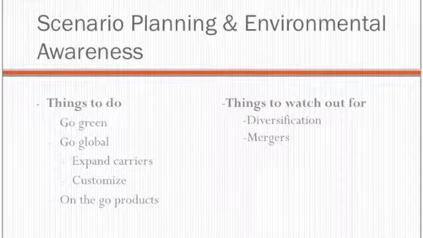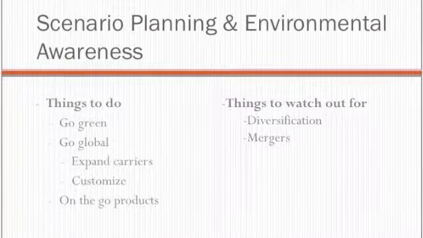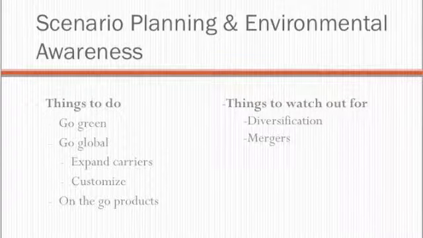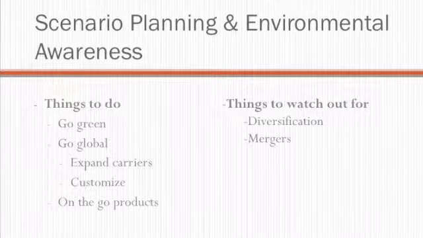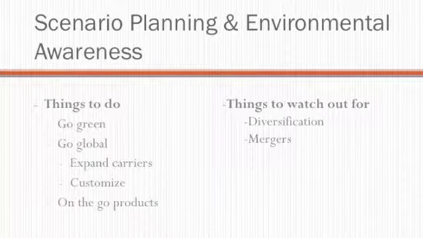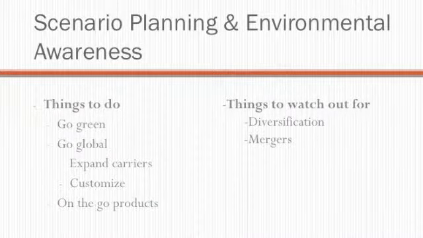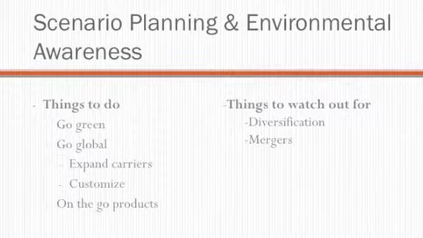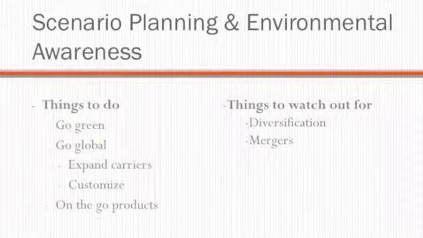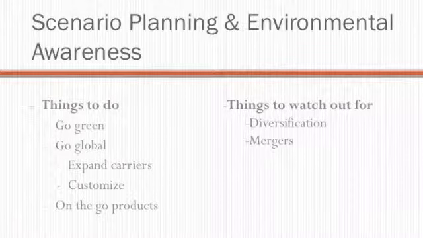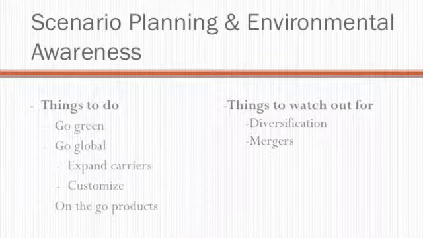Environmental awareness and scenario planning overlap a significant amount. In summation of the two, it comes down to 2 subjects: things to do and things to watch out for. We advise them to go green, to minimize their footprint on the environment and find ways to limit waste production. We think they should go global and expand their carriers, as well as further customize their products and service to emerging global markets. We also think that they should strive to increase their line of on-the-go products.